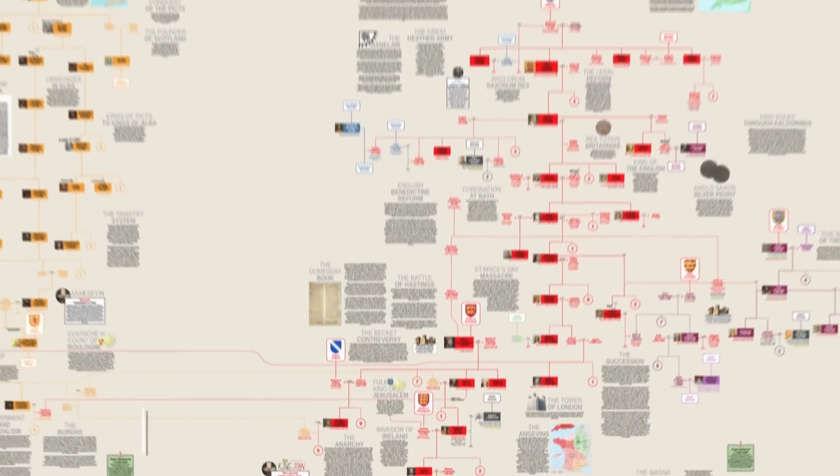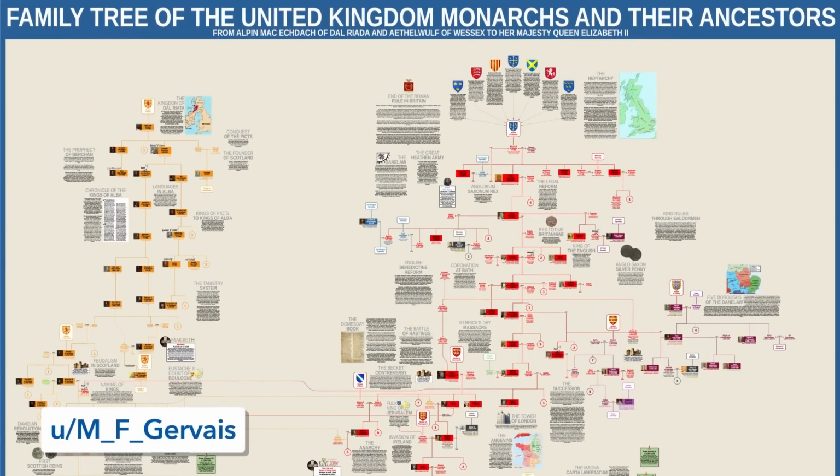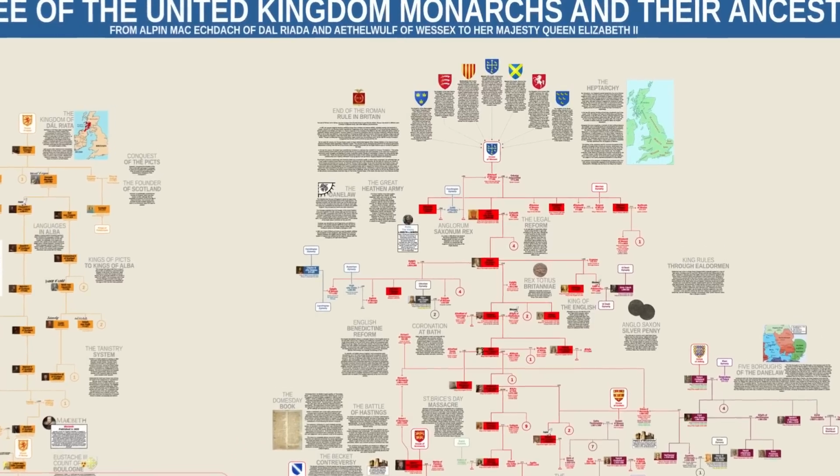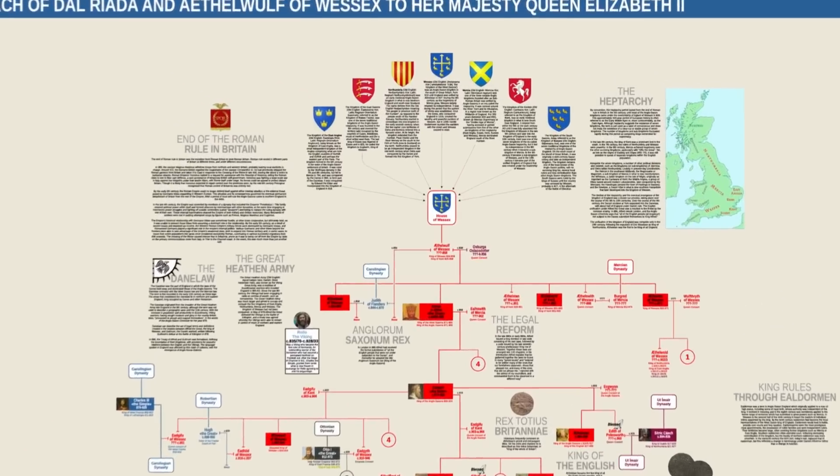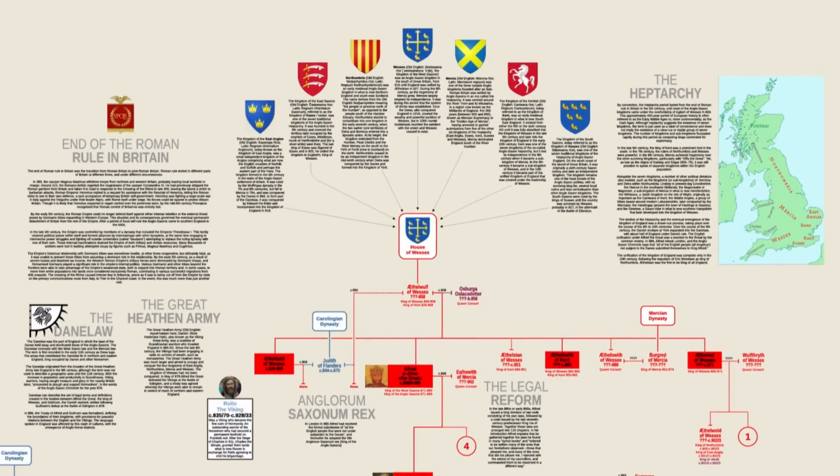Okay, we now move from a small chart to a large one. This one is about the UK monarchs, and the earlier Scottish and English ones as well. What I like about this chart is that it includes explanations and maps throughout. So, for example, here at the top, there's a note about the end of Roman rule in Britain, and then some information about the Danelaw and the Great Heathen Army.